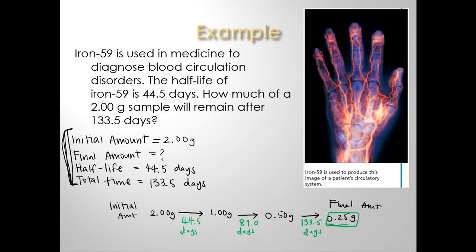So just to recap, what did we do? On the top, with our initial amount, we divided by 2 each time. On the bottom, when we're talking about time, we added the half-life each time. And this is what we're going to use as we go through the problems today. You'll see that in the other problems, I might be asking for different things, like what was the initial amount, or what is the half-life, or what is the total time. So let's take a look.